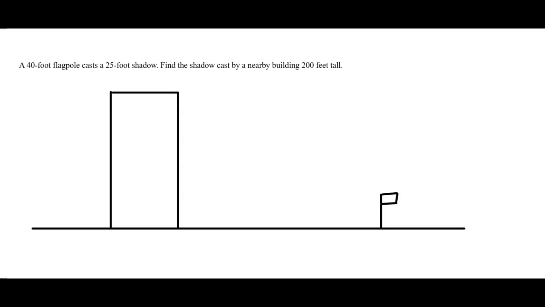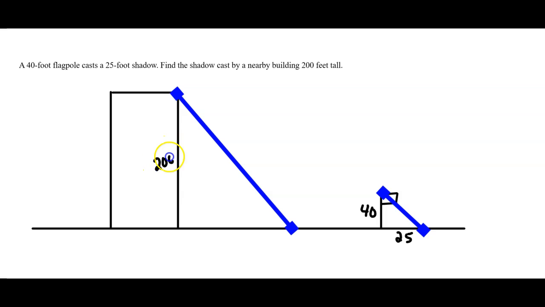Try this one. A 40-foot flagpole casts a 25-foot shadow. Find the shadow cast by a nearby 200-foot tall building. So here's my building and my flagpole. We've got a shadow coming down like that from the flagpole, the same. And so we know the flagpole is 40 feet tall and it's got a 25-foot shadow. The building is 200 feet tall. It wants to know the length of the shadow right here.